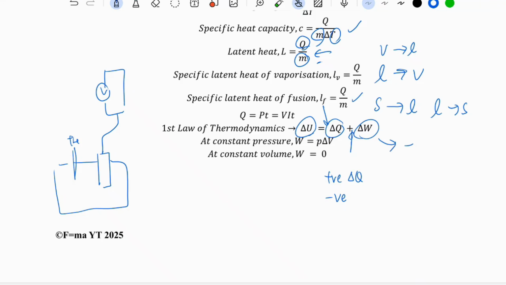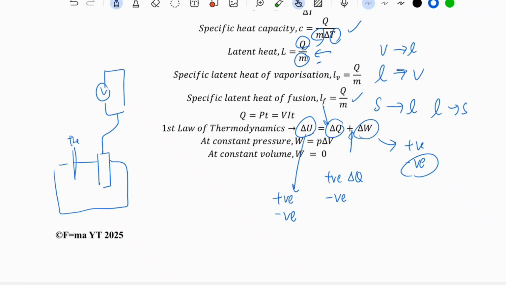Work done positive means you are doing work. Work is done on the system. You are adding energy to the system. If it's negative work done, then it's work done by the system, because the system is doing work, so the energy is slowly decreased. That's why you call it negative. Internal energy, positive means the system gains internal energy, negative means the system loses internal energy.